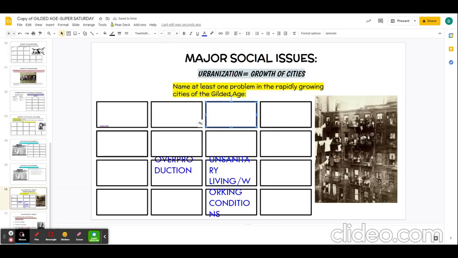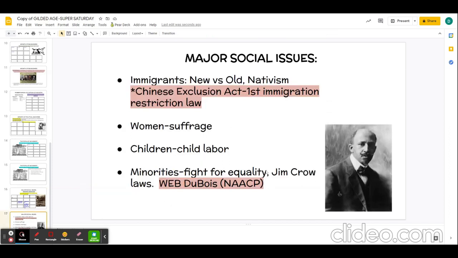You will see the tenements, the crowded living conditions in the cities. You will see corruption, crime, pollution. The cities were a hot, hot mess. And then you're going to see some of the other social issues, such as immigration, the new versus old immigrants.